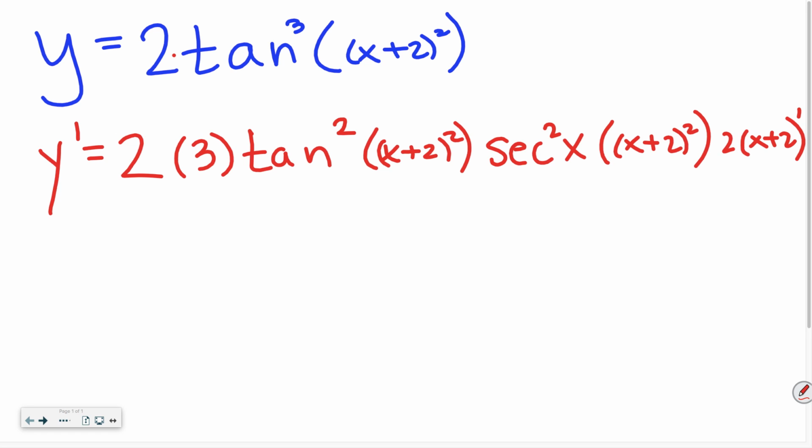Let's talk through this again. We had something inside of our cubic function. So we did the power rule, and we kept everything else the same. Inside of the cubic was tangent. So we took tangent's derivative, keeping everything else the same. Inside of tangent was x plus 2 squared. So we took that derivative. We just kept working our way inside.